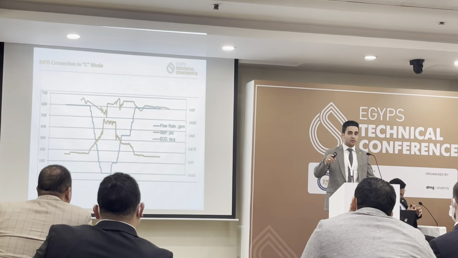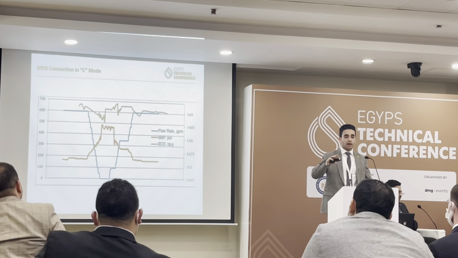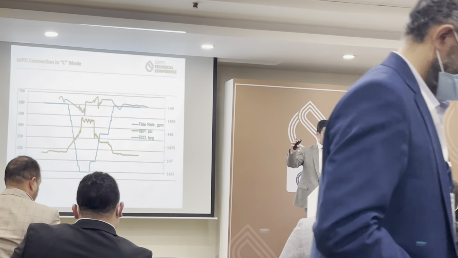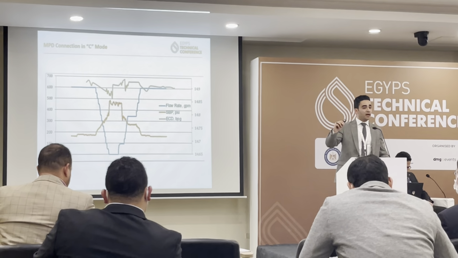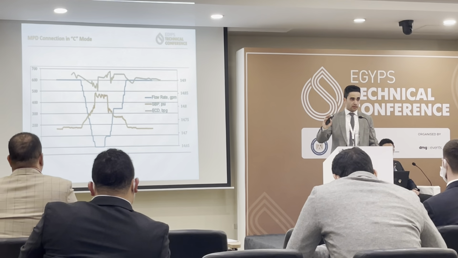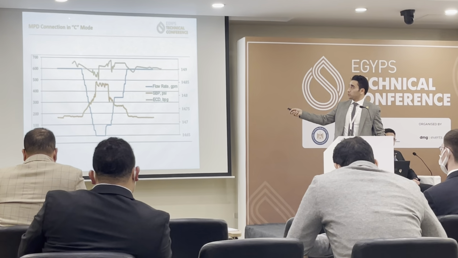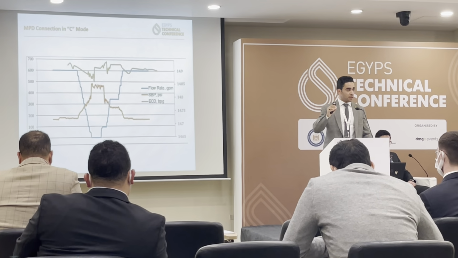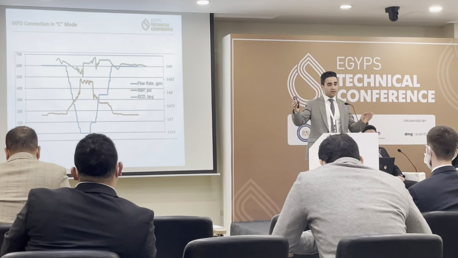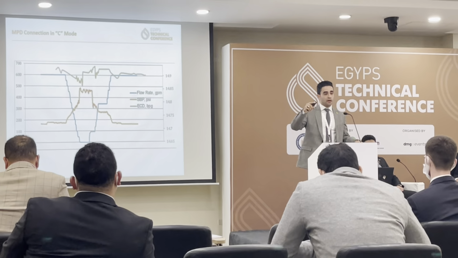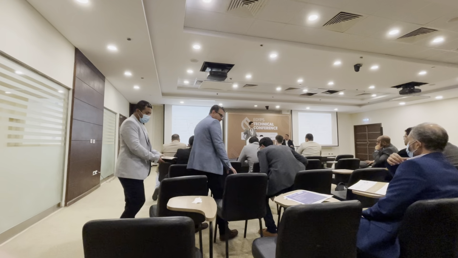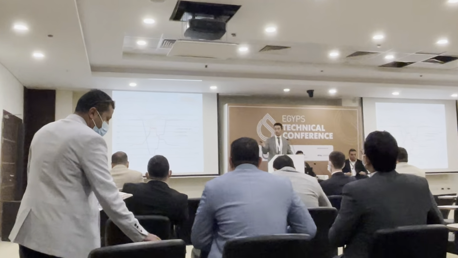We have the auto mode, where the MPD choke reacts dynamically to follow the model I entered to keep a certain bottom hole pressure at the anchor point, and we didn't use this mode. We used the first mode, the C mode, which is the connection mode, where the MPD choke follows a preset table of surface choke pressure with flow rate to keep the bottom hole pressure equal or a little bit less than the drilling ECD.